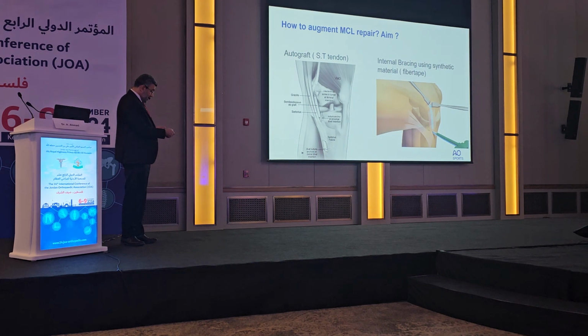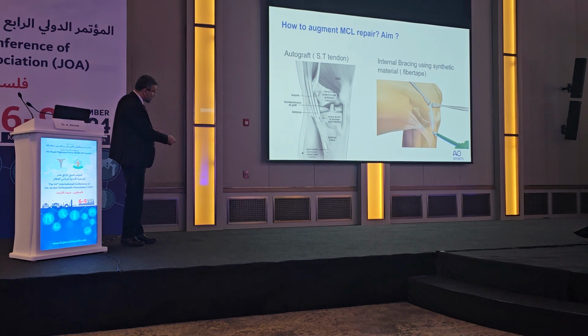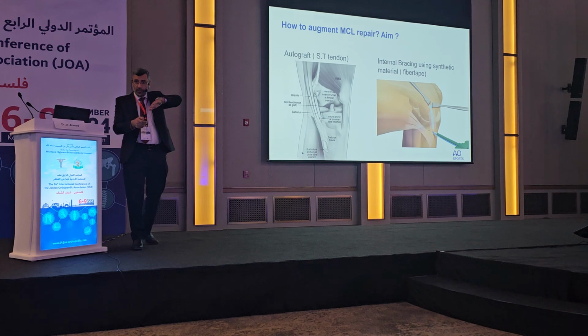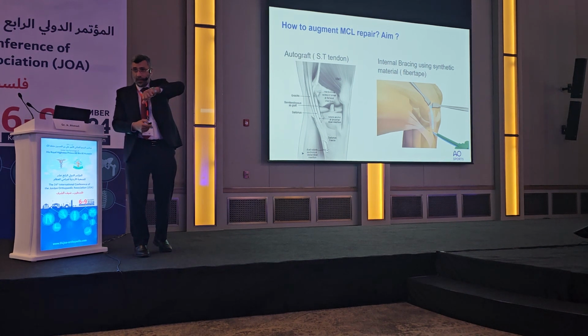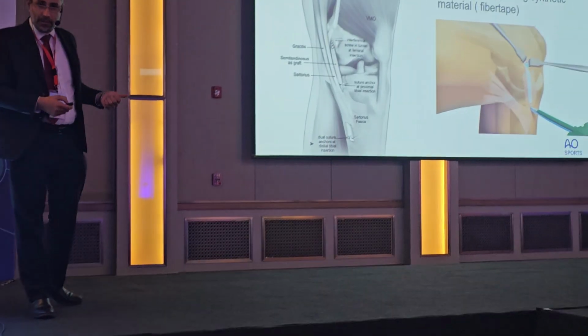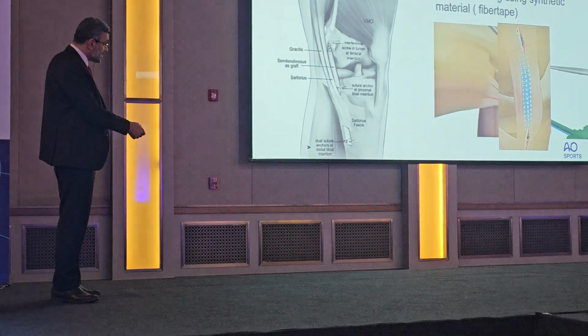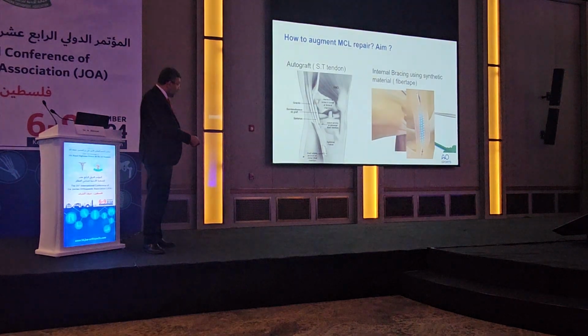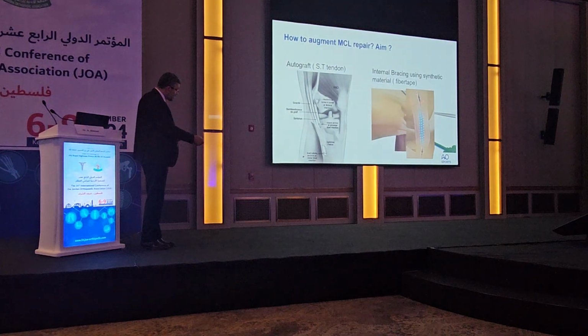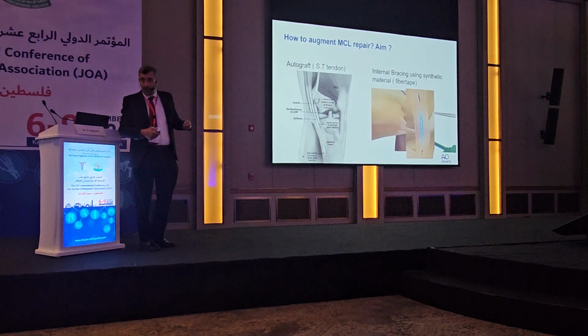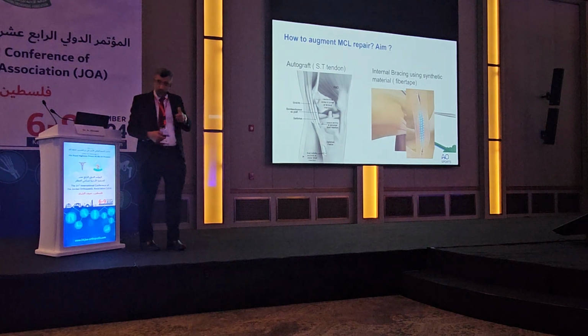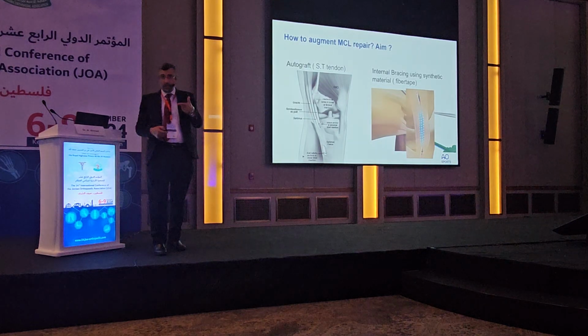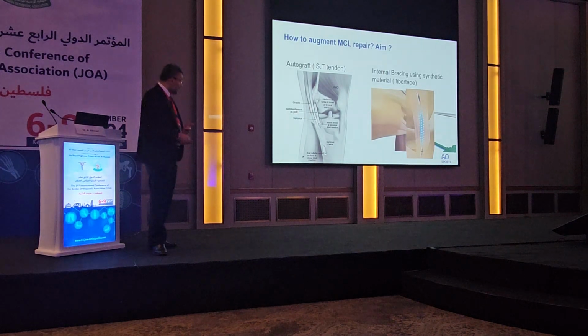Look here, we repair the MCL and put, for example, an autograft to augment it. When the tension happens, it happens to the augmented ligament, not to the main ligament. This can be done by autograft or by synthetic material, which is commonly used because we don't have to take a graft. Now, if there is any load on the repair site, the load would be taken by the brace. So this is important: protect your repair and also make rehabilitation earlier.